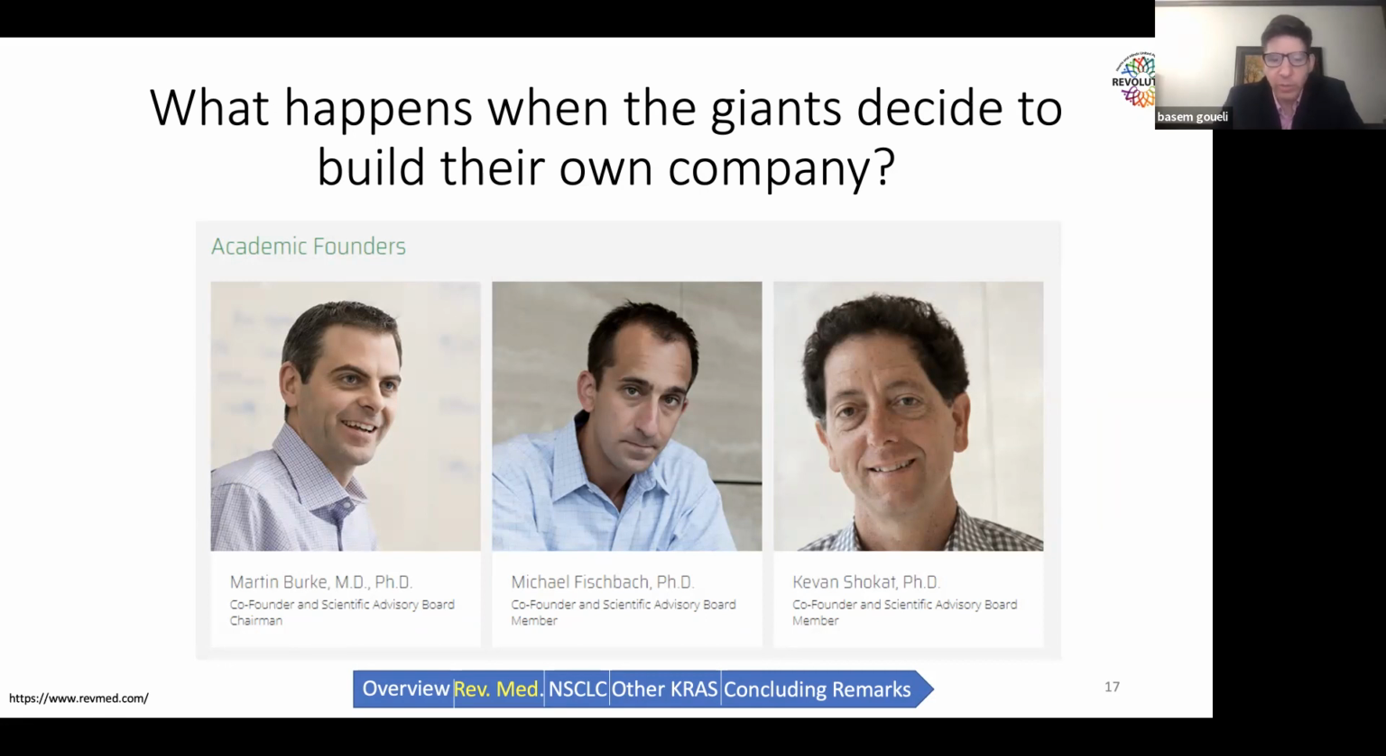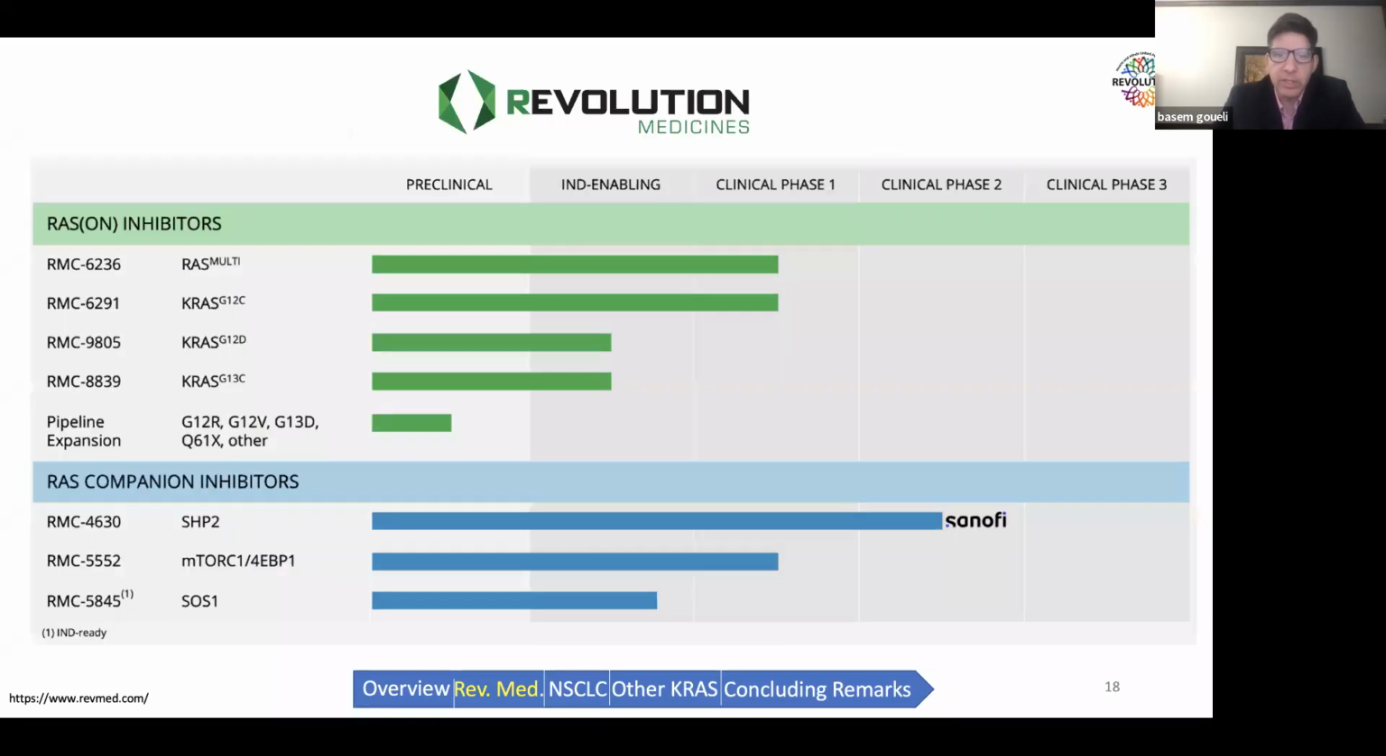And they decided, along with Dr. Fishbach and Dr. Burke, who are also brilliant, that they wanted to build their own company. So they're the academic founders of Revolution Medicines, who we're focusing on today. They are a company really focused on KRAS and this pathway. They do a little bit of mTOR, as you can see, mTOR1, but they are fixated on KRAS and they are tremendous at it. So it's very interesting.